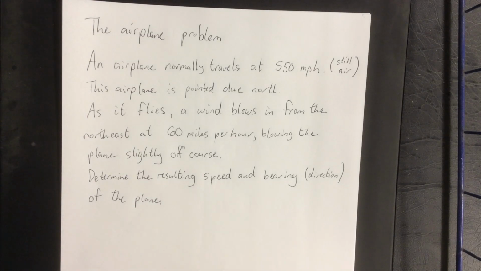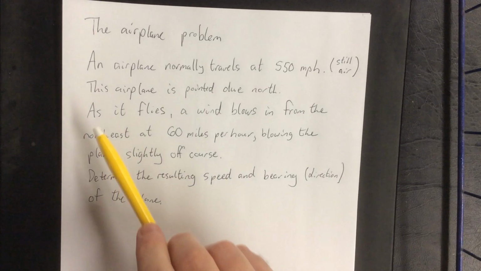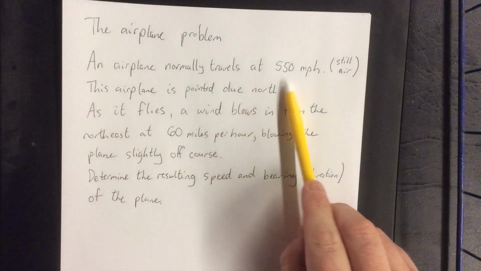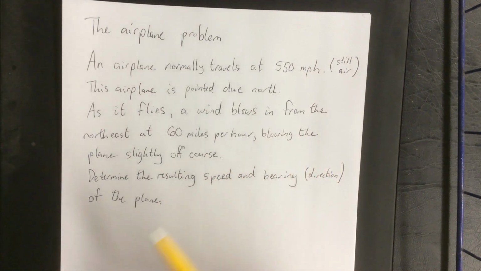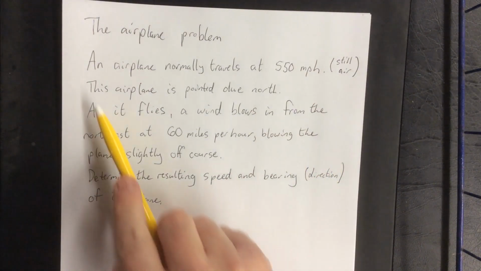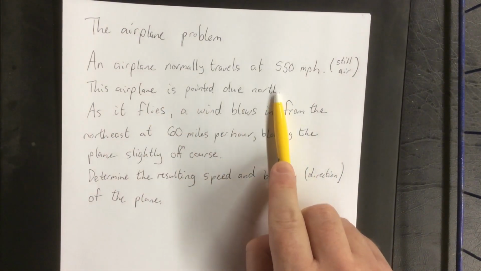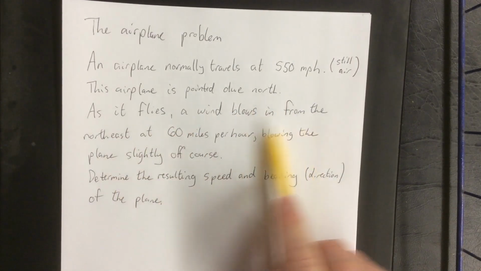It's quite wordy. Please feel free to pause the video to copy all of this down. An airplane normally travels at 550 miles per hour in still air. That's air that's just chilling, no wind blowing on it or anything like that. This airplane is pointed due north. As it flies, a wind blows in from the northeast.